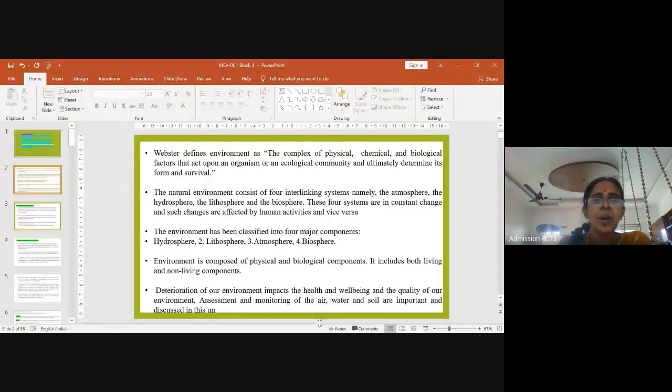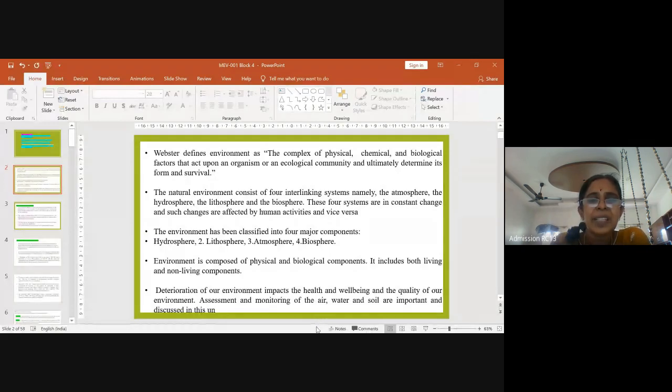Similar to the other blocks, here also you have 4 units. The first unit deals with the environmental quality assessment and monitoring. The second unit is regarding the water quality assessment and monitoring. The third unit is the air quality assessment and monitoring. And the fourth unit is the soil quality and noise assessment and monitoring. So what we studied in the previous blocks, in this block we are assessing the quality and monitoring. Now first let us take up the first unit, the environmental quality assessment and monitoring.